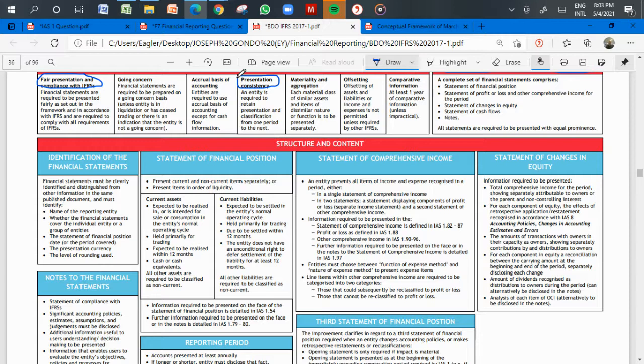Then another requirement is about materiality and aggregation. We are saying each material class of similar assets and items of similar nature or function is to be presented separately. So when you see your balance sheet, when you are saying assets, then you put all the assets there, and then the current liabilities, and then equity, and so on. We're actually applying this one. Then we have offsetting and comparability. You can read on this one. I'm going to send you this, but that's it in short.